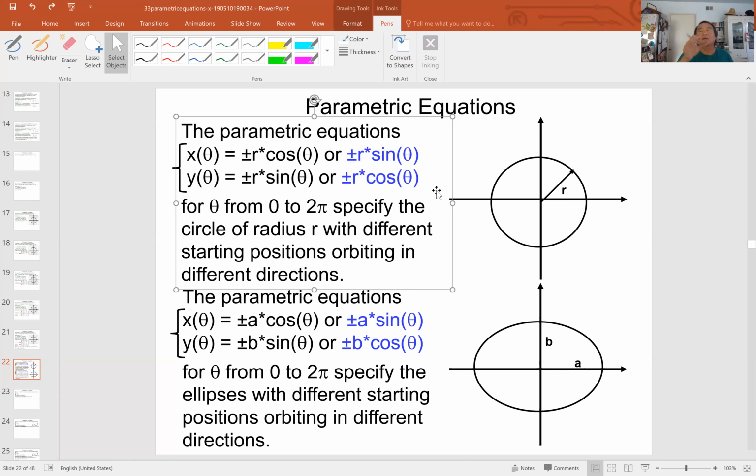There are 8 variations here. It could start at 4 different positions, right? The 4 cardinal points, and the pluses and minuses go one way or the other. So that's 8 different descriptions here. And for ellipses, basically you just change the axial length, I mean the length of the radii of the circle, which turns into an ellipse.